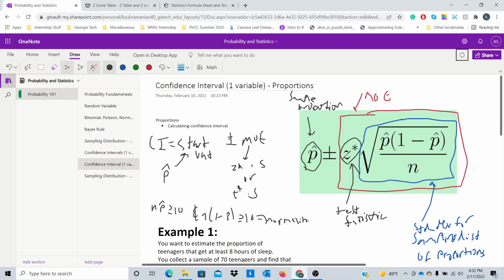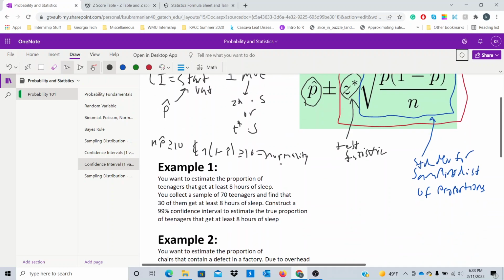If this is new to you, I would recommend going back to our sampling distribution of proportions video to make sure you understand it before you come into talking about confidence intervals. So with that, without further ado, let's get started on the example problems.